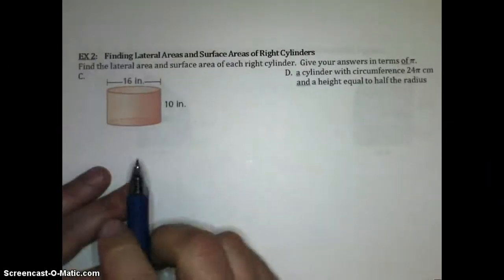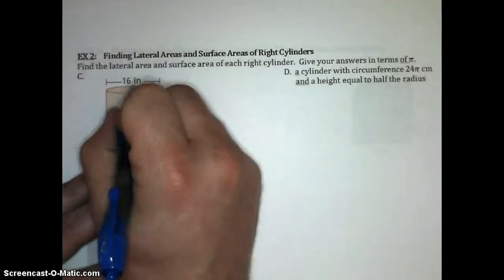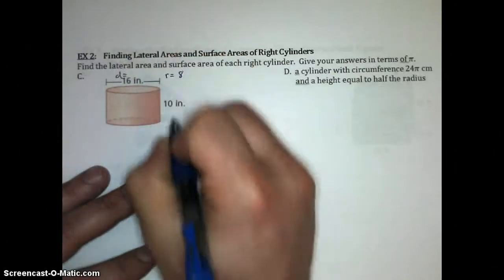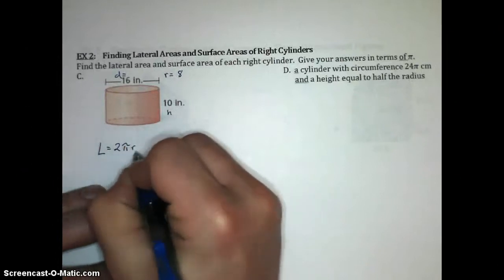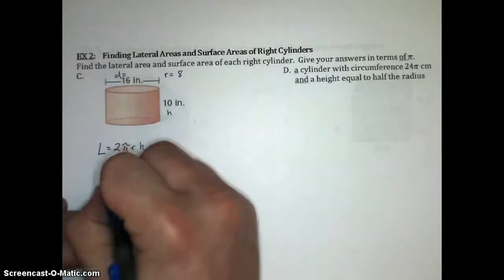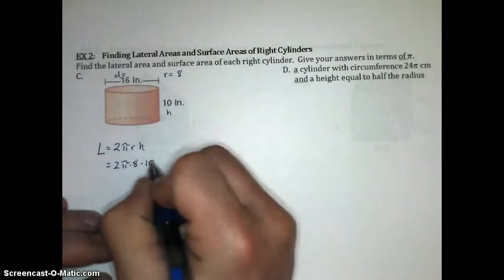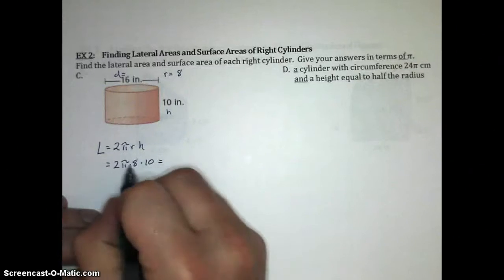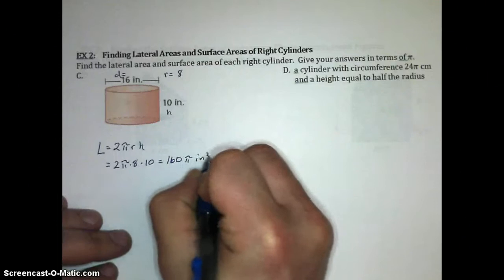Example 2, we started with part C. We want to find the lateral area and surface area of each of these right cylinders. Now, what do they give you here? Well, 16 inches is the diameter. If the diameter equals 16, the radius equals 8, and 10 is your height. So first, let's find lateral area, which is 2 pi r, that's your circumference, times the height. Let's just fill in what we have. 2 pi r would be 2 pi times the radius of 8 times the height of 10. Let's go ahead and give our answer in terms of pi. That means that that's 2 times 8 times 10, which is 160 pi square inches.